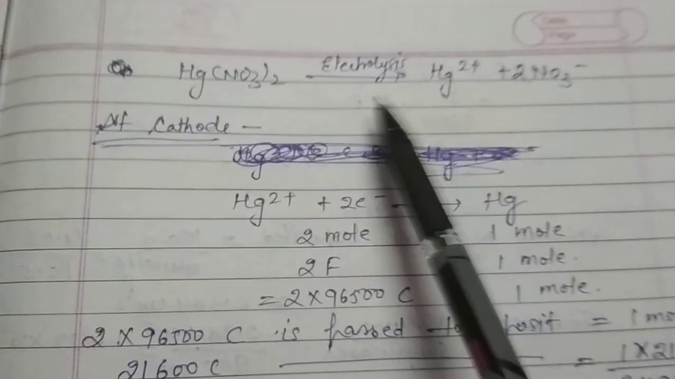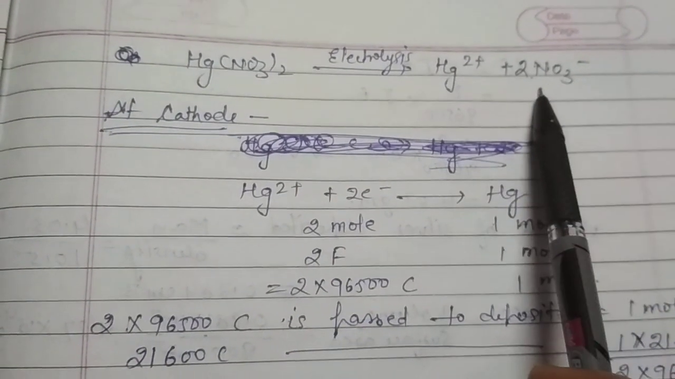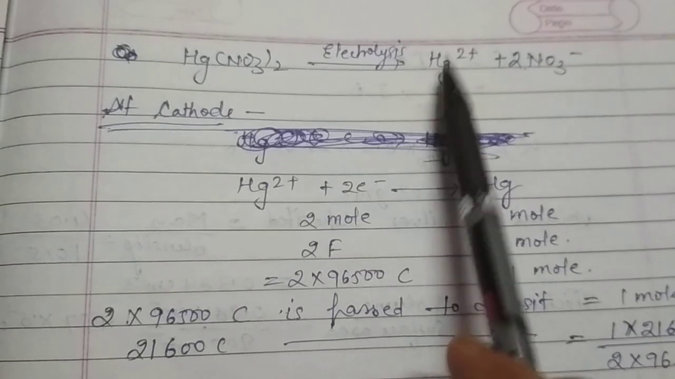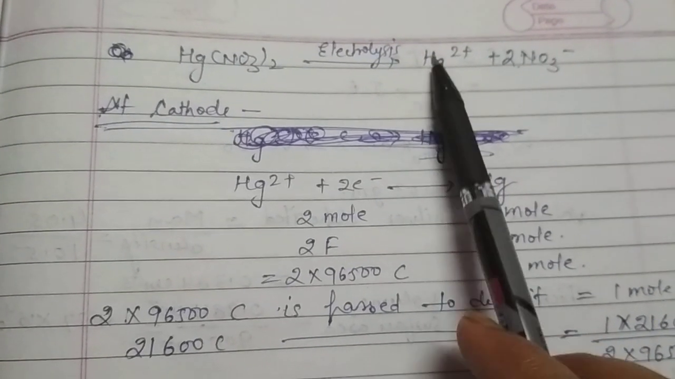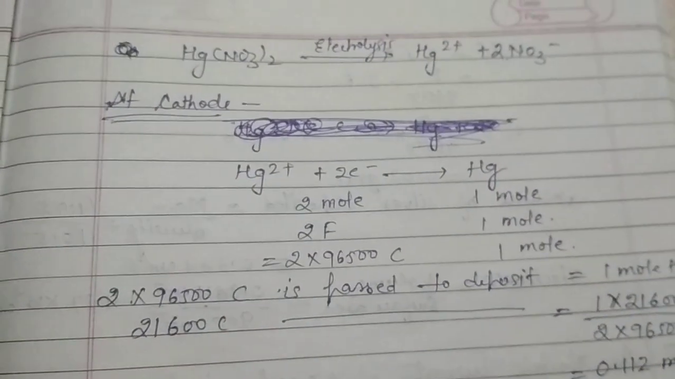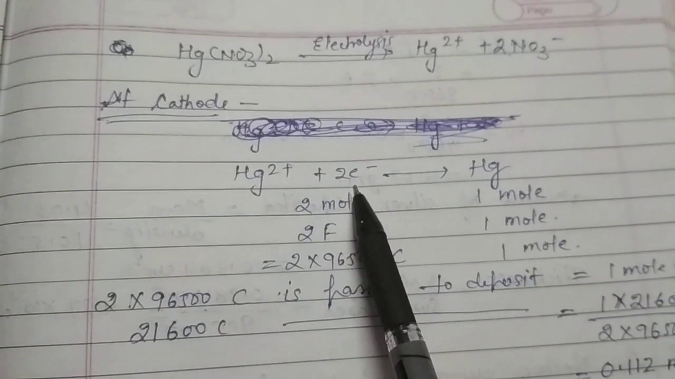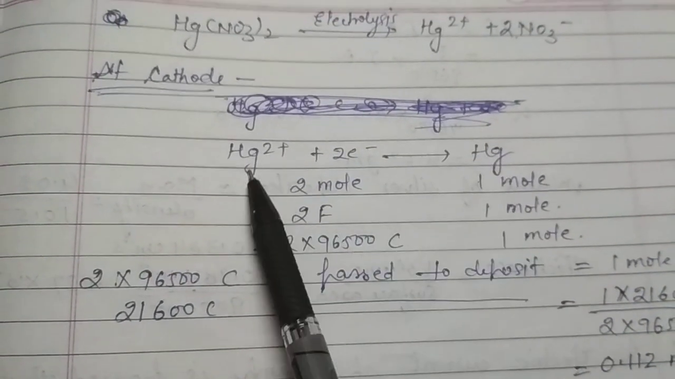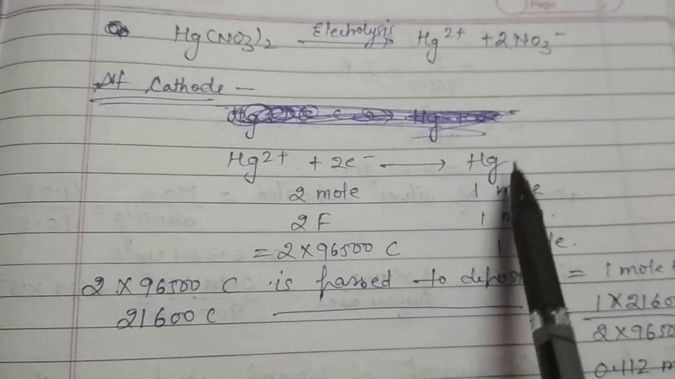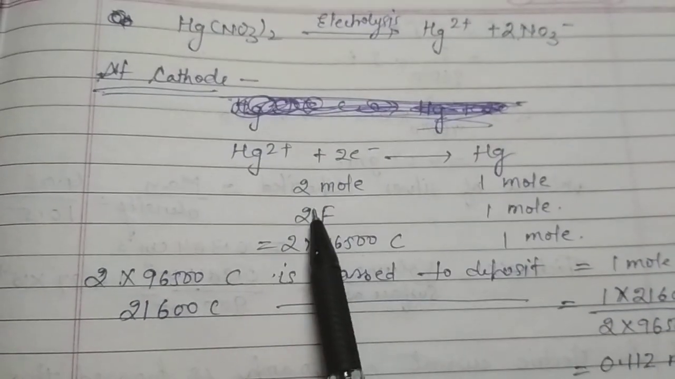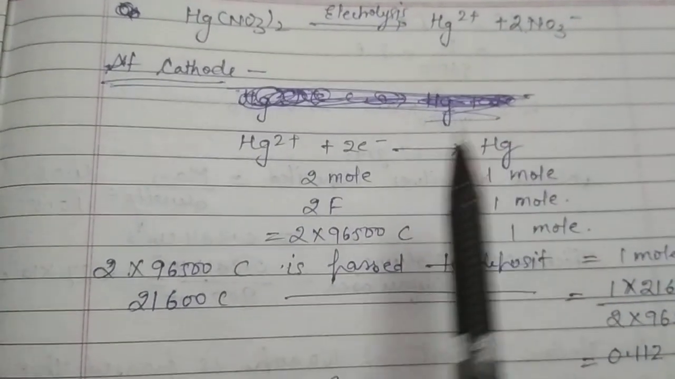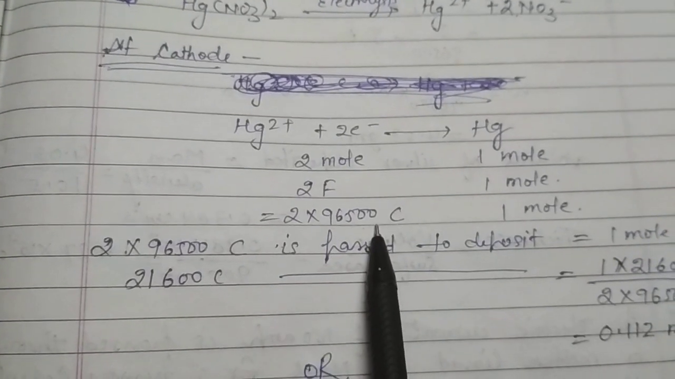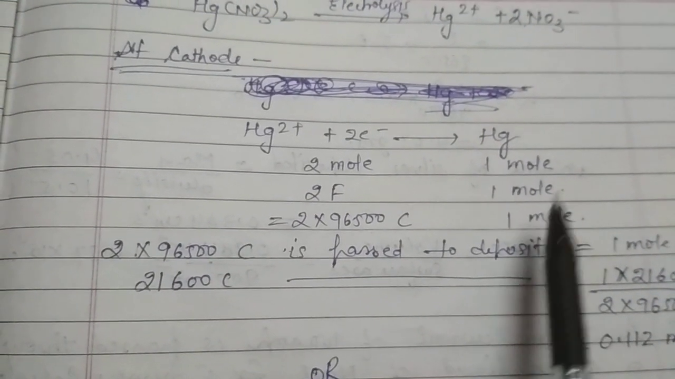So on electrolysis of mercuric nitrate, we would be able to get mercury ion and nitrate ion. As we are to calculate the mole of mercury, we will see the reaction at the cathode. At the cathode, we see electronation, meaning reduction, to give Hg. Here we are able to see 2 mole of electron is required to form 1 mole. It means 2 Faraday is required to form 1 mole. It means 2 into 96,500 Coulomb is required to form 1 mole.